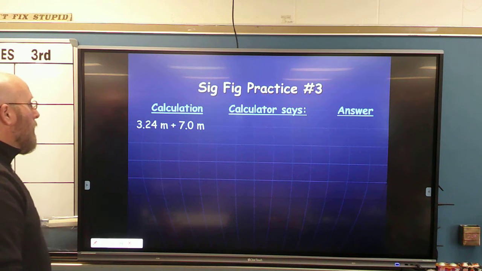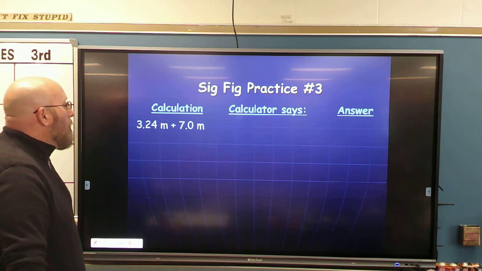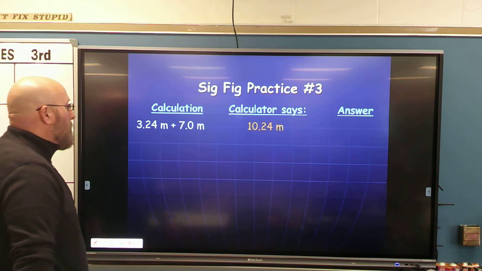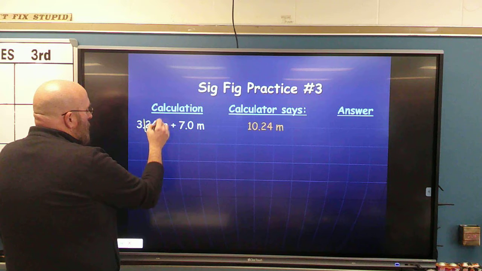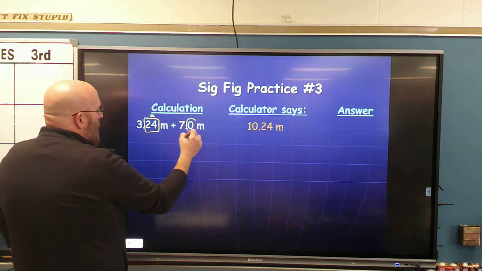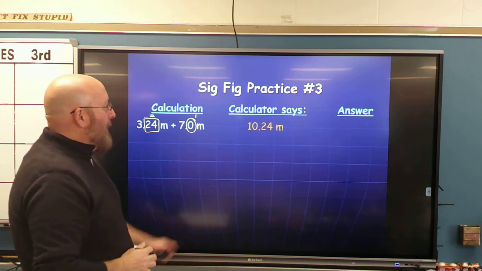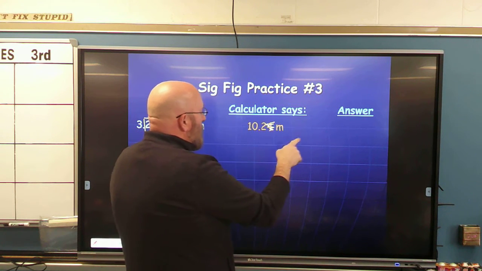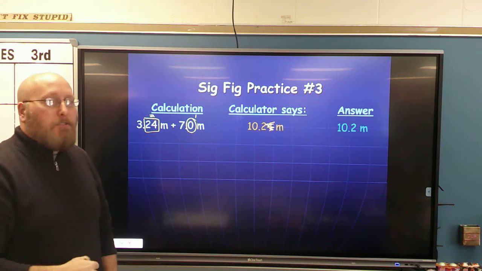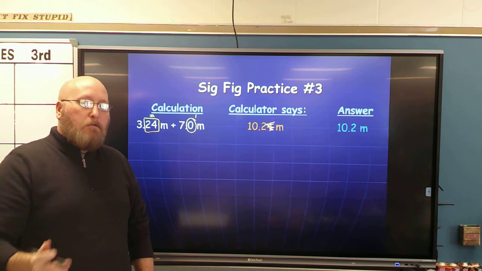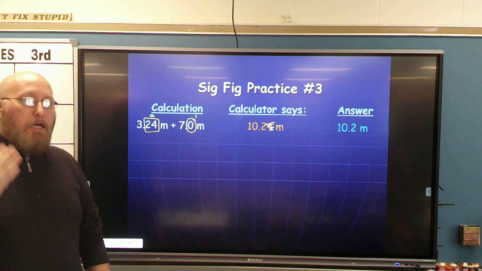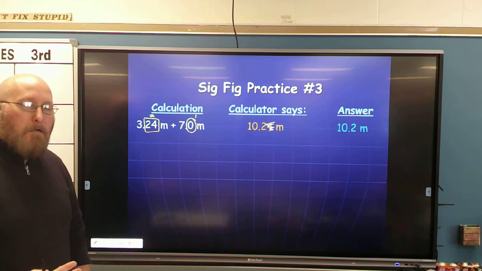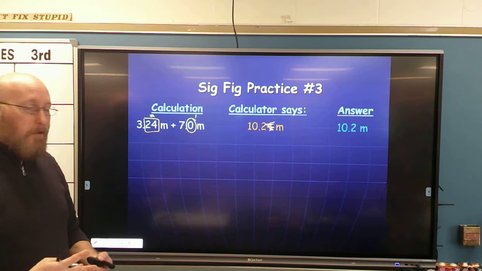If I do my calculation like this, 3.24 meters plus 7 meters. Well, if I put that together, I get 10.24 meters. But again, I got 2 decimal places here and only 0 decimal places here. So my answer has to have only the fewest. If I get rid of this one, my answer should be 10.2 meters. Okay? This is pretty straightforward, isn't it? If it isn't, you need to let me know, email me, check it out, and then we'll go through it and figure it out, okay?